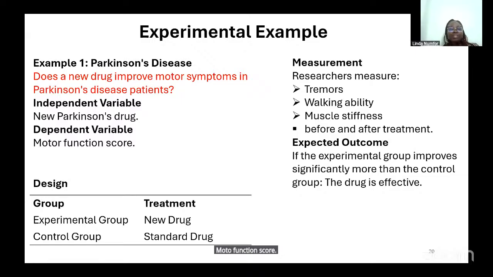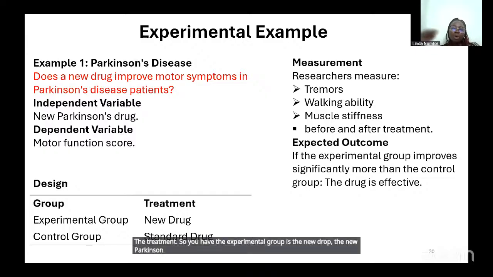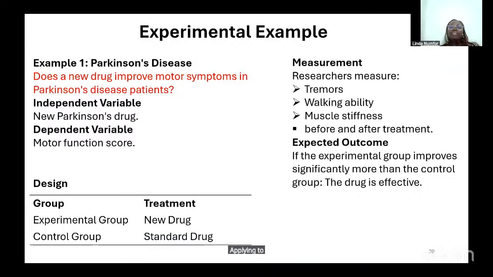And so now you need to do the design. You have the group and the treatment. So you have the experimental group, which is the new Parkinson's drug that you are applying to the patients. And then the control group are those who are using the standard drugs. At the end of it, you're going to measure the tremors, the walking ability of the patients, the muscle stiffness. All this, you do before and after the treatment for both the new drug and the standard drug.